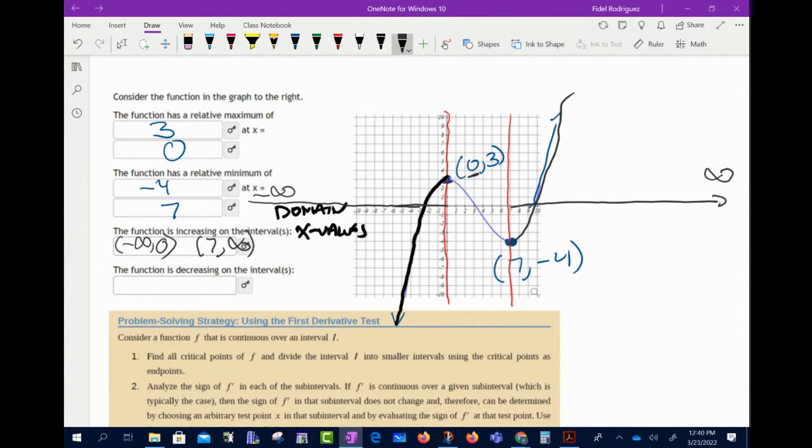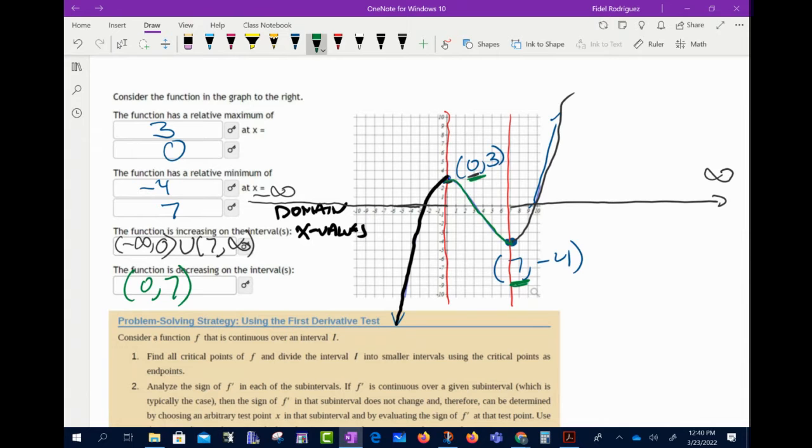Because we have two separate intervals, y'all, we use the union. The union just says it's going to be on both of those intervals. It's just connecting the two intervals. Okay? Now we want to know, when is the function decreasing? Well, hey, look, it's decreasing between what two x values? 0 and 7. And that's where our function is decreasing.